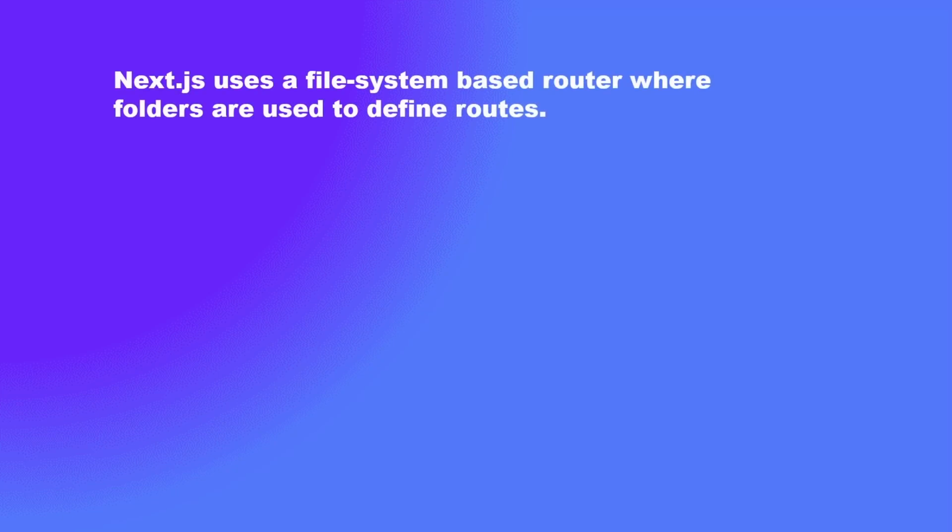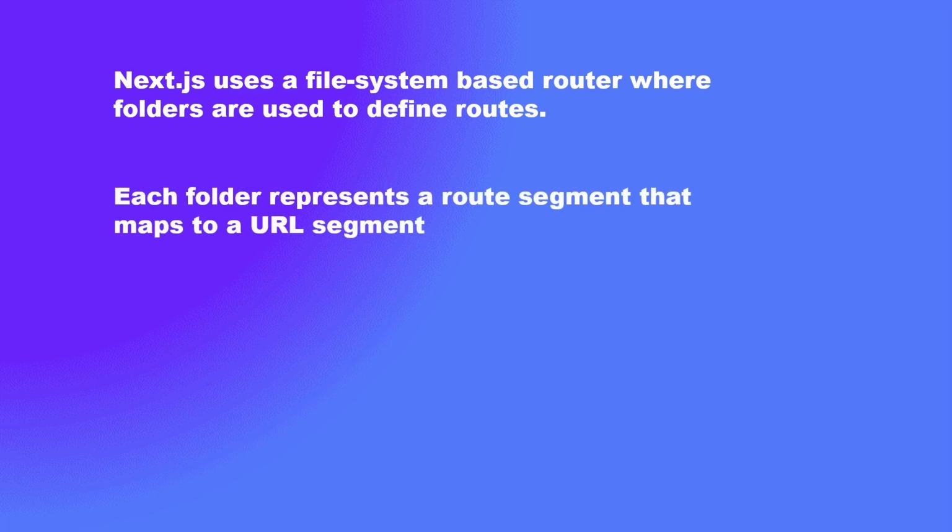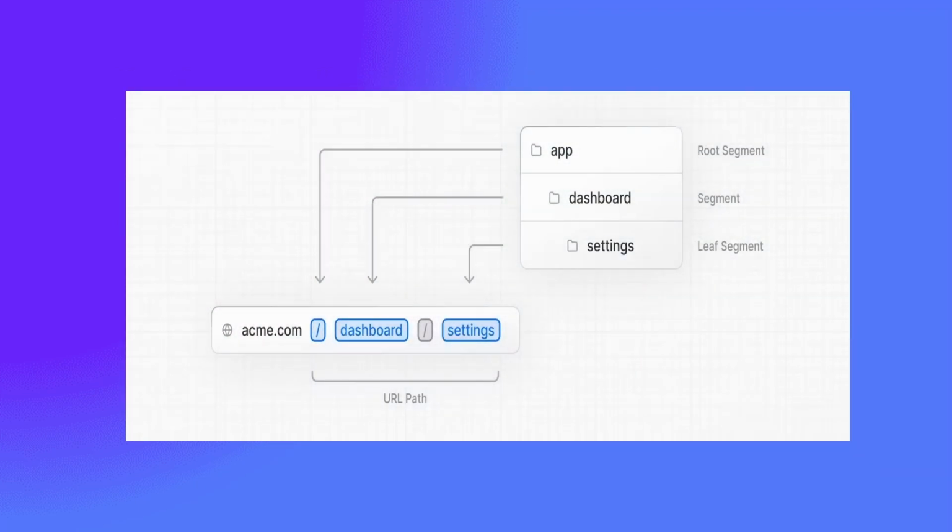In this video, I'm going to explain about routing, and it is an introductory video. Next.js uses a file system based router where folders are used to define routes. Each folder represents a route segment that maps to a URL segment. For example, here you can see acme.com/dashboard/settings. This is the URL path.